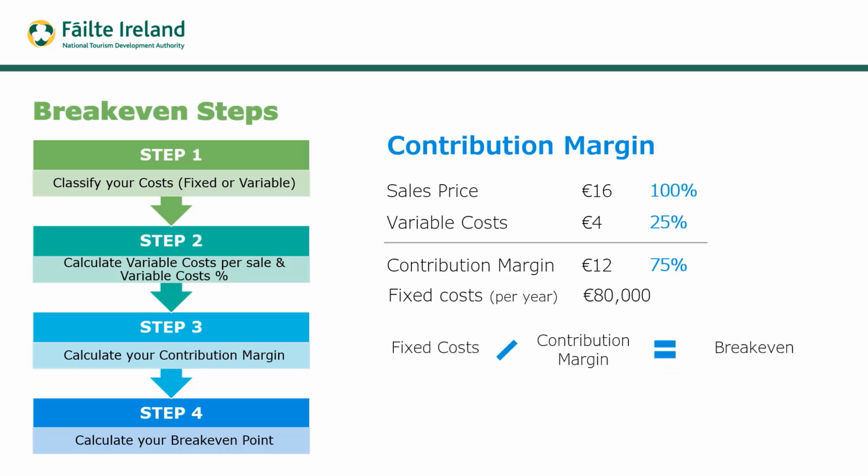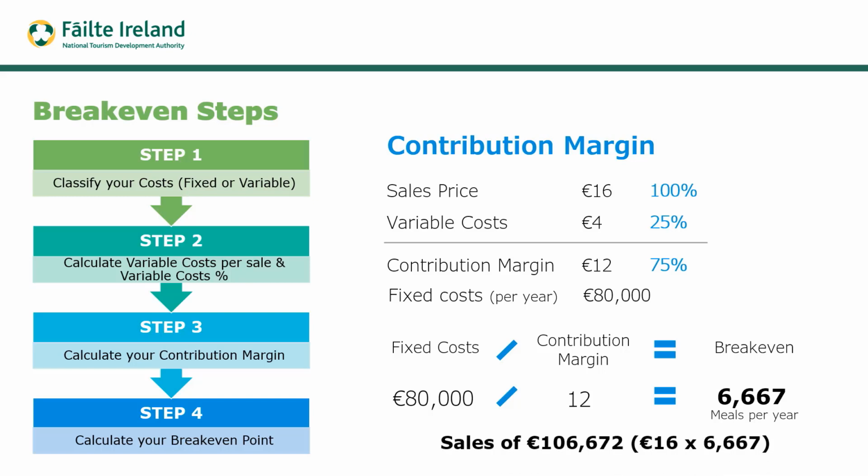So we divide fixed costs by the contribution margin, that's 80,000 divided by 12, and we find out that we have to sell 6,667 meals per year. And that is a total sales of €106,672 to break even. And if we sell one more meal or one more unit, then we have made a profit. So here you have it in 4 simple steps to calculate your break-even point in your business.